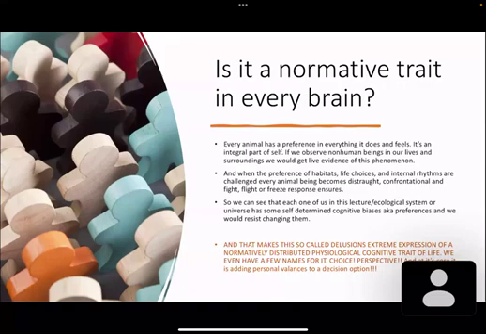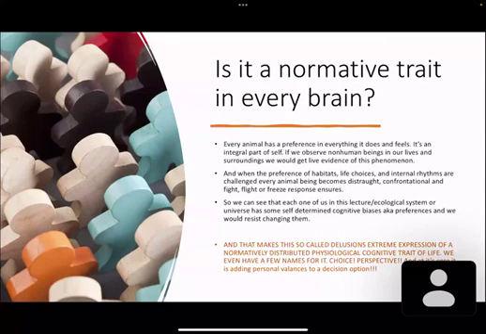And when the preference of habitats, life choice, and internal confrontation and fight, flight, or freeze response ensues. Remember Avatar, the James Cameron film? That is nothing but the way of the Na'vi clashing with the way of humans. And that is just a clash of preferences.